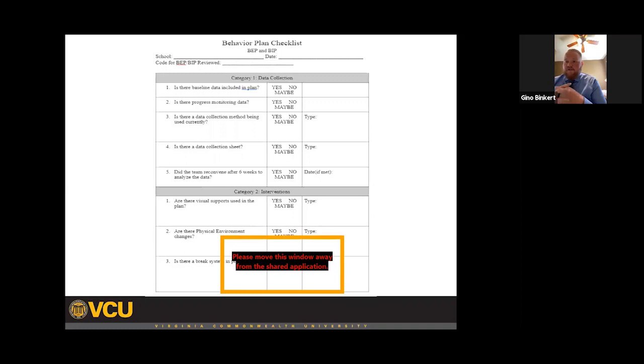And as you can see, the intervention section includes break systems, visual supports, and any environmental changes. These provide a tailored snapshot, so if you have an observer coming in looking at your plans, they can go through and ask, okay, are there environmental changes? Yes, what are they? Write them down. And then we keep going through the process.